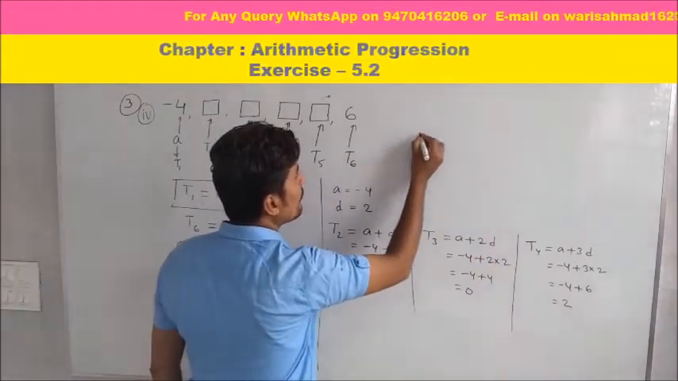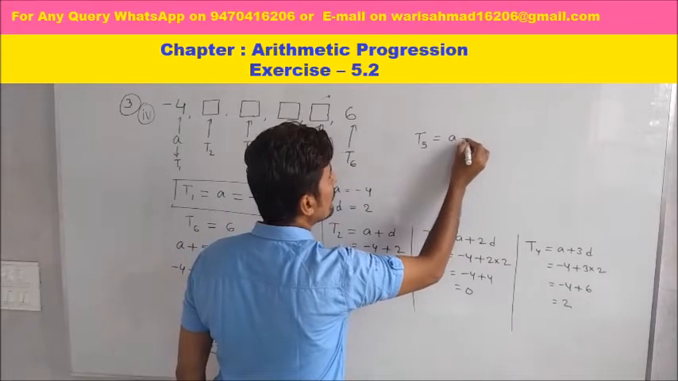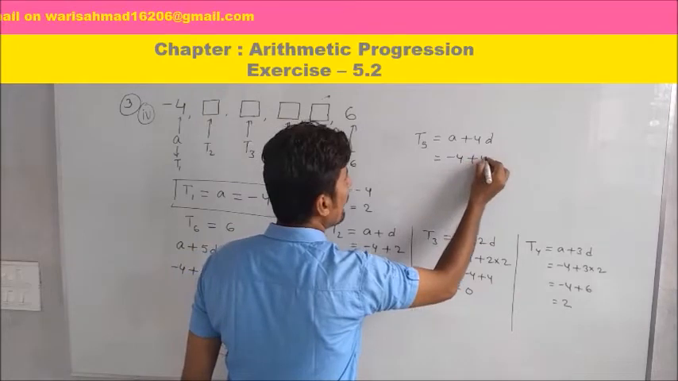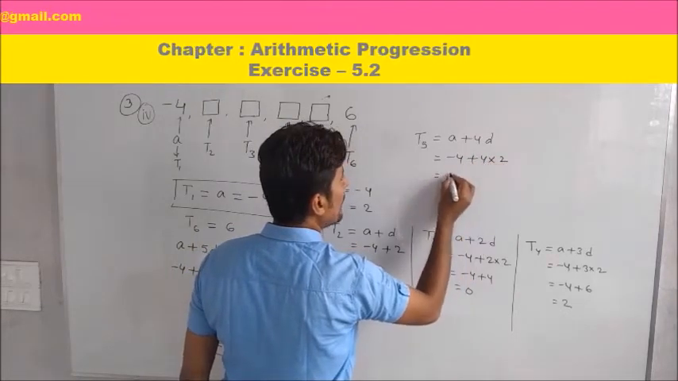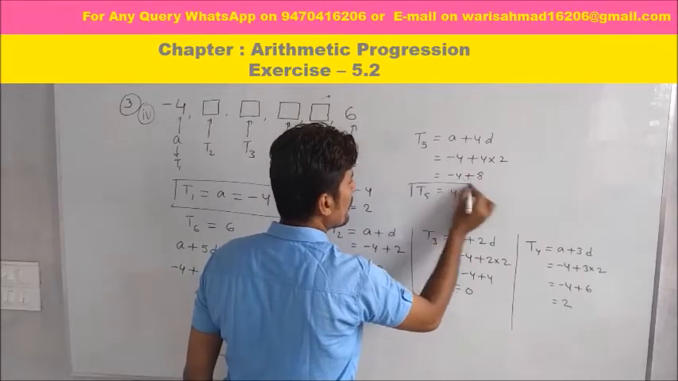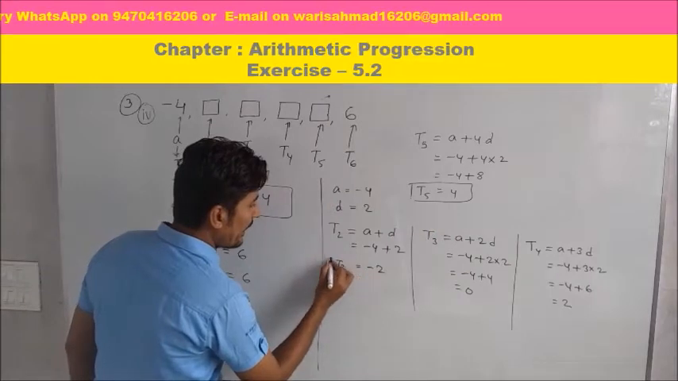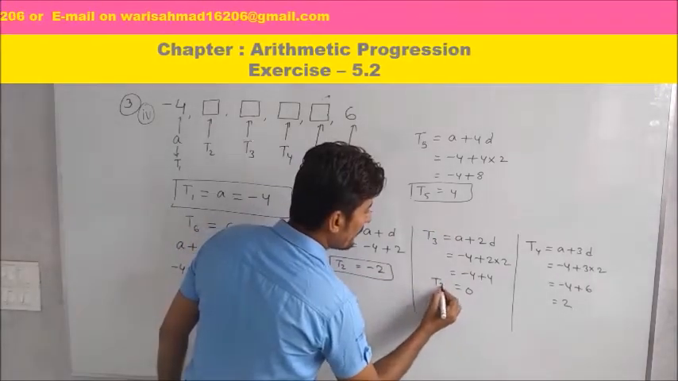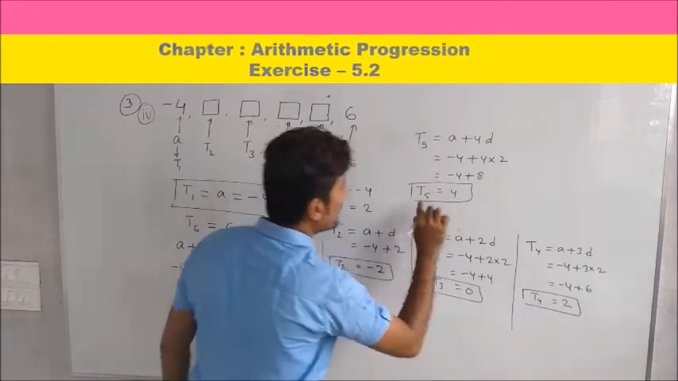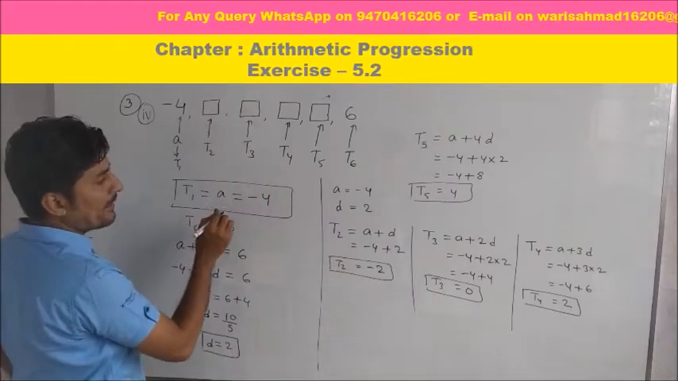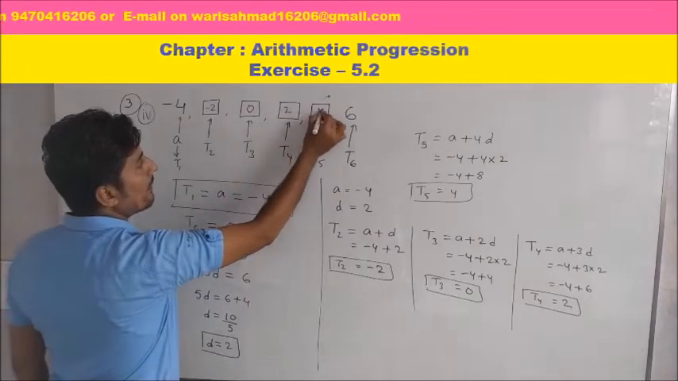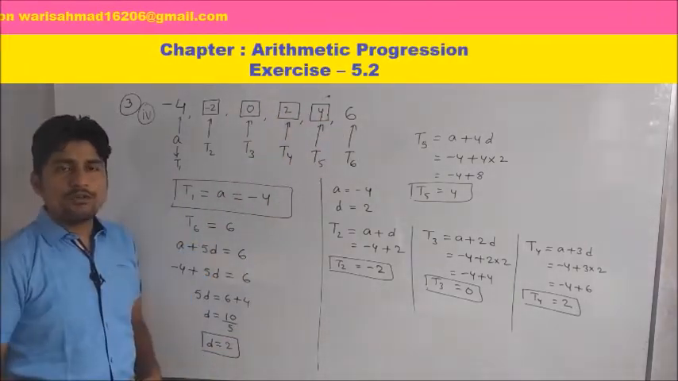After that, we have to find the value of T5. T5 is equal to A plus 4D. The value of A we have is minus 4 plus 4 into the value of D, which is 2. So we can write here minus 4 plus 8 equals 4. So T2 we have minus 2, T3 we have 0, T4 we have 2, and T5 we have 4. So in the blanks we can put minus 2, 0, 2 and 4. So this is the final solution of this question.